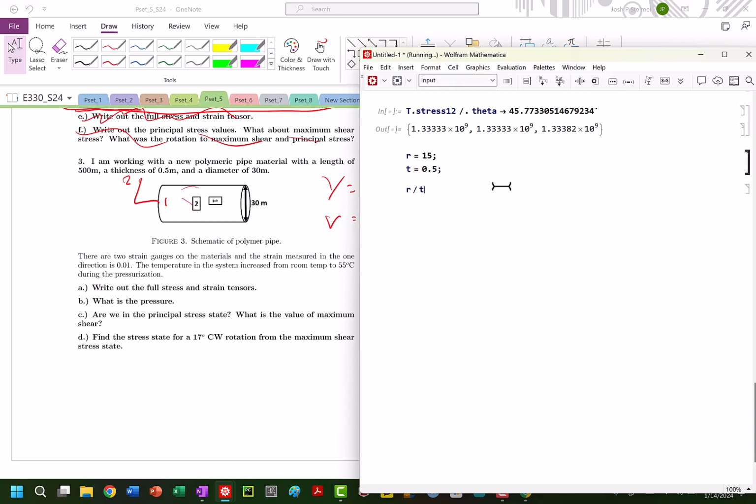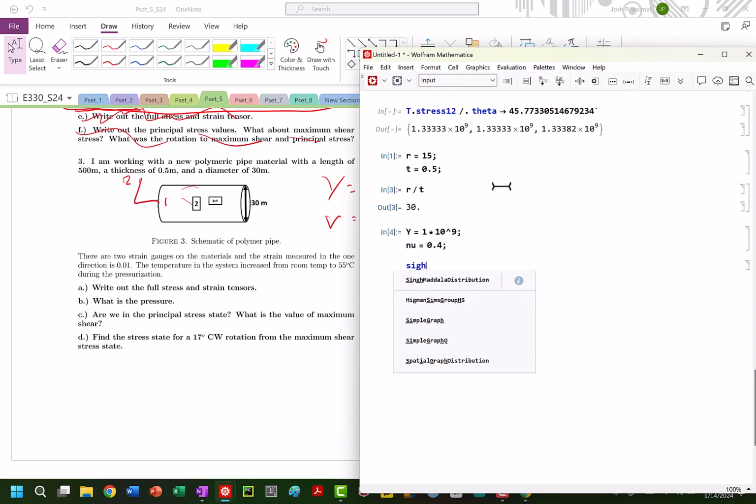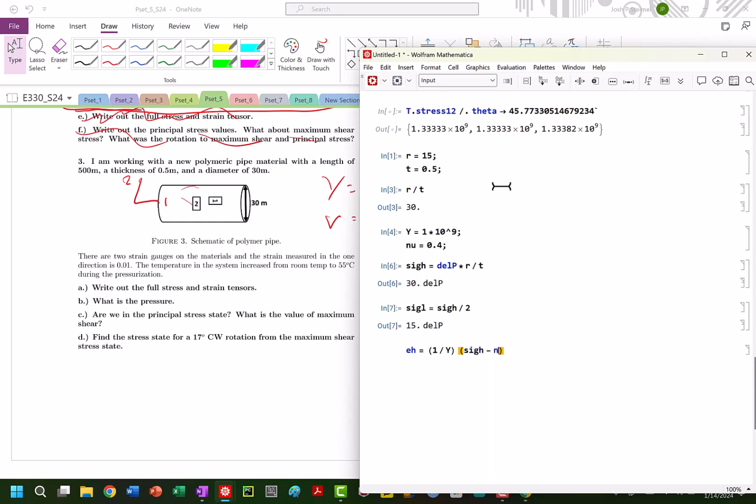So I need to see, is r divided by t greater than 10? If so, I can deal with a thin wall. Yes, it is. Nu is equal to 0.4. I know that my sigma_h is equal to delta p times r over t. My sigma_l is equal to sigma_h divided by 2. My epsilon_h is equal to 1 divided by Y times sigma_h minus nu times sigma_l. My epsilon_l is equal to 1 divided by Y times sigma_l minus nu times sigma_h. So we've got those values.